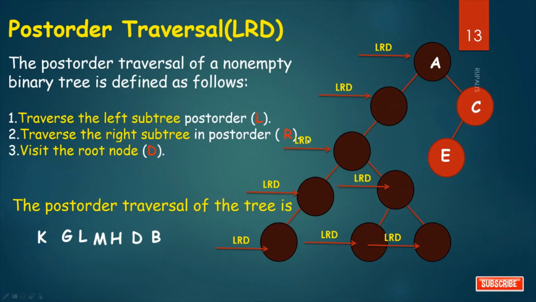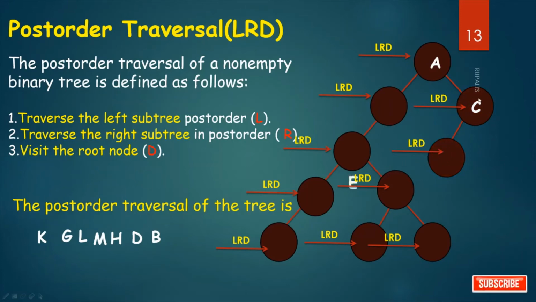For this node, L completed, next R, R means visit right child. Again we apply LRD here. L means visit left child. Again we apply LRD here. L, no left child is there, no right child is there, so D print the node. For this node, L completed, R, no right child is there, so D print the node. And for this node, L left side completed, R right is completed, so D print the node.